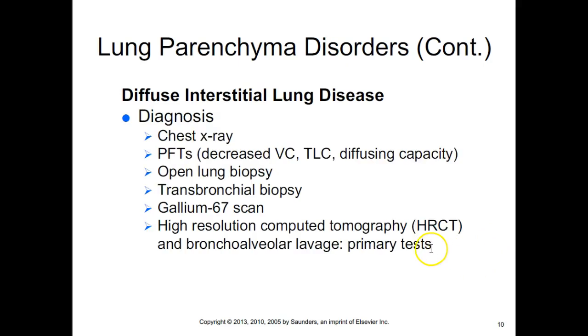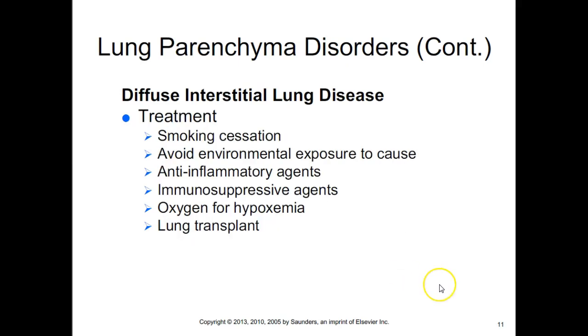All right, so diagnosis is going to be through a chest x-ray. You might see pulmonary function tests that are going to have a decreased vital capacity, total lung capacity, and diffusing capacity. You might also see lung biopsies, transbronchial biopsies, or a gallium-67 scan. High resolution computed tomography and bronchial alveolar lavage are often the primary tests for this interstitial lung disease.